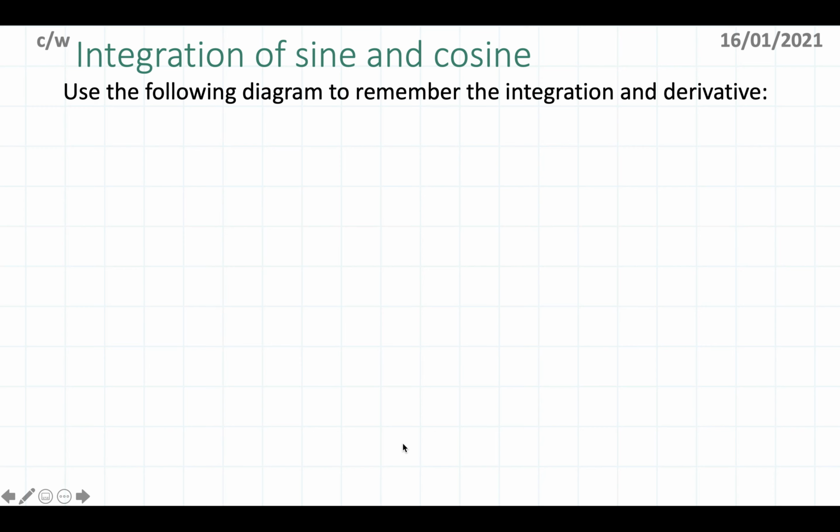The integration of sine and cosine is quite straightforward if you're already comfortable with the derivative of sine and cosine. The way I remember it is using the diagram of the derivative of sine and cosine. We know that the derivative of sine gives you cosine, and the derivative of cosine gives you negative sine.